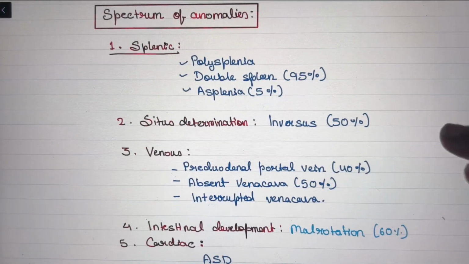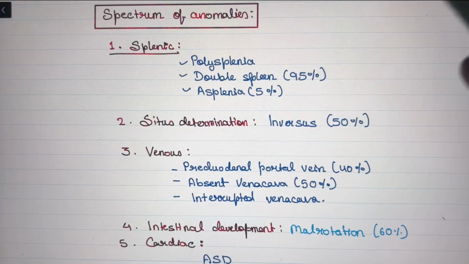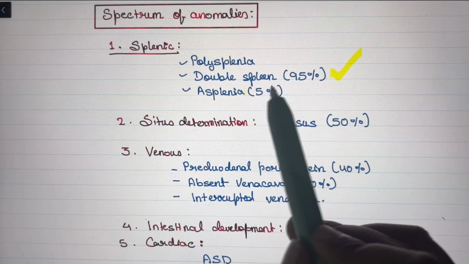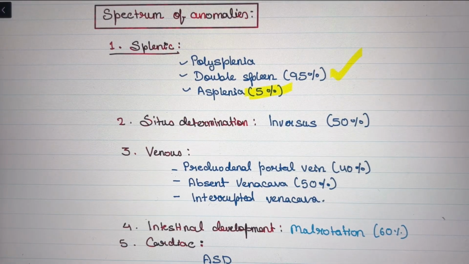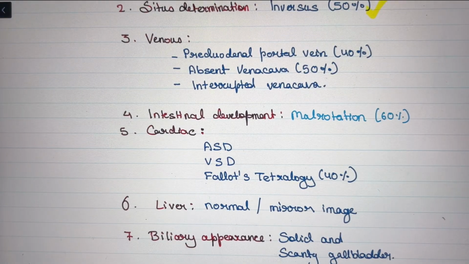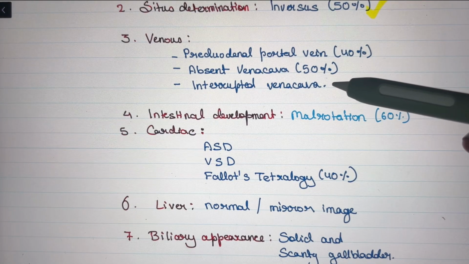Now, the spectrum of anomalies. What are the anomalies which are also related to BASM, the associated anomalies? Number one, as the name suggests, the spleen. Polysplenia or double spleen may be present, seen in 95% of cases, or there is asplenia in 5% of cases. There may be situs inversus present in 50% of cases, or venous malformation like pre-duodenal portal vein, which generally gets obliterated, but if it still persists, there will be a pre-duodenal portal vein, or absent or interrupted vena cava may be present.